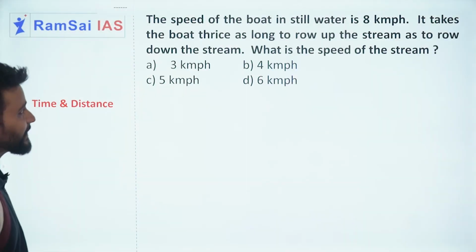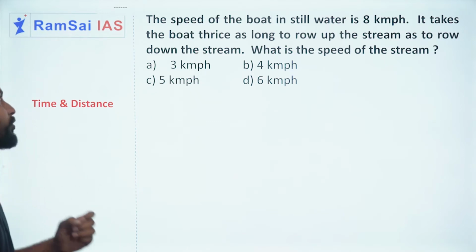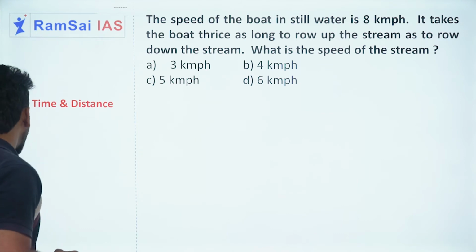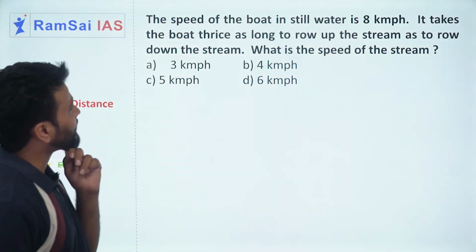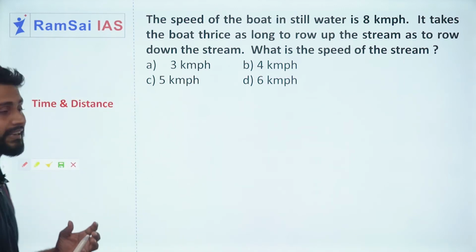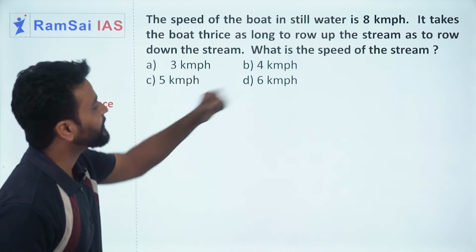The next question. The speed of boat in still water is 8 km per hour. It takes the boat thrice as long to row up the stream as to row the downstream. What is the speed of the stream? Okay, here we have given the speed of boat in still water and the ratio of time taken for downstream and upstream. Then we need to find out V value.